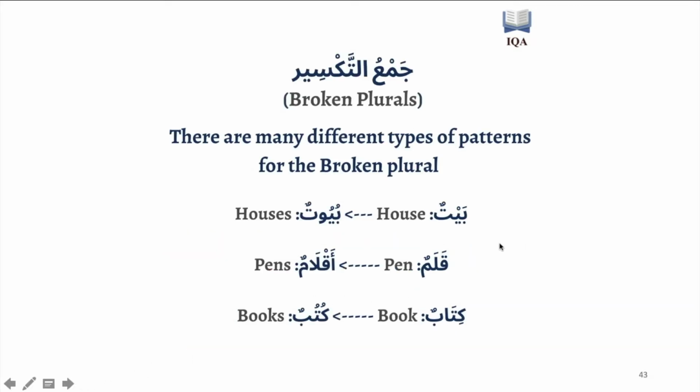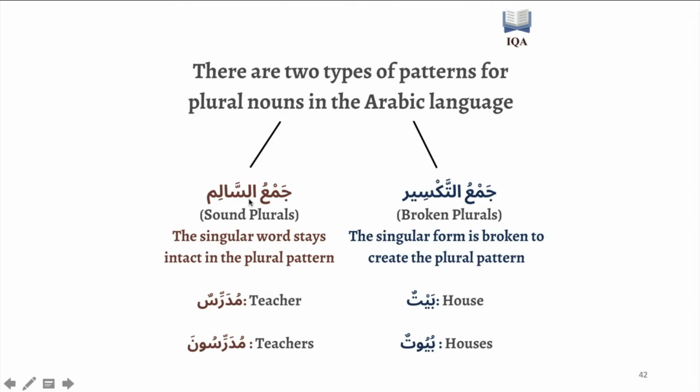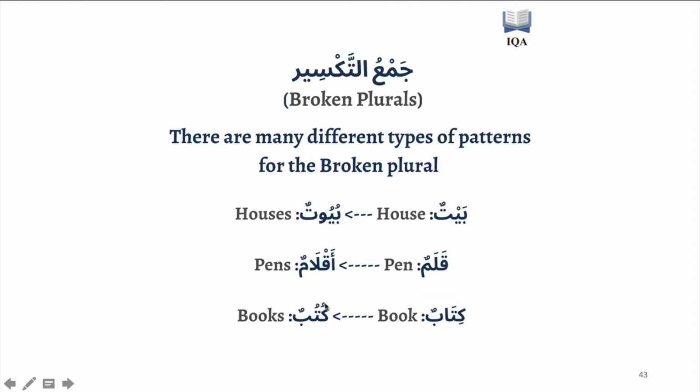The Jam' al-Taksir, the broken plural, has many different types of patterns. So there's not one standard way that the word is going to be broken in order to create its plural. Rather, you're going to have to memorize the words that are on this pattern, and memorize their broken plurals. So baytun, its broken plural is buyut. You're going to have to memorize this. Qalamun, aqlam. Kitabun, kutubun. So when you come across a word in the Arabic language in the singular form, you want to go to the dictionary and find out: is it a Jam' al-Salim, a sound plural, or a Jam' al-Taksir, a broken plural? If it's a broken plural, you have to memorize its plural form.